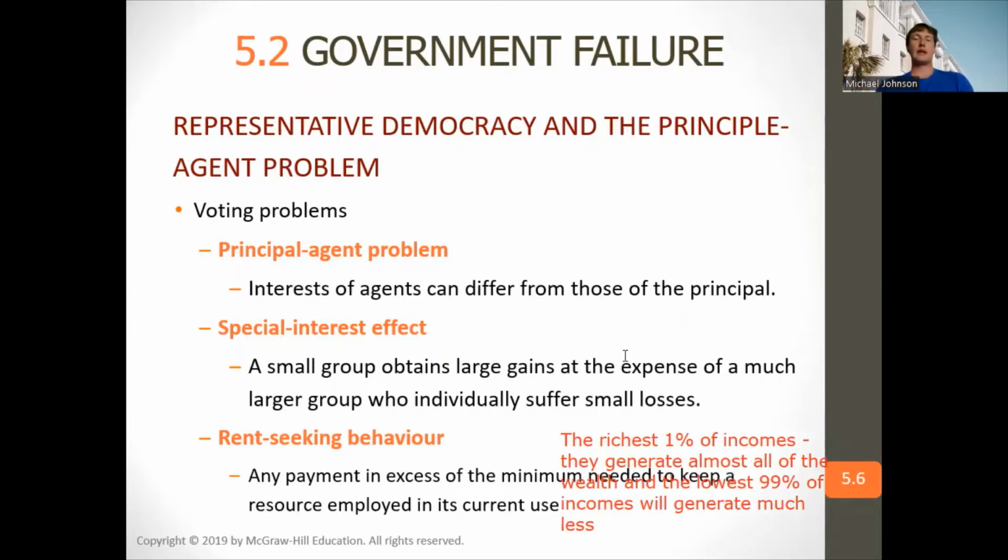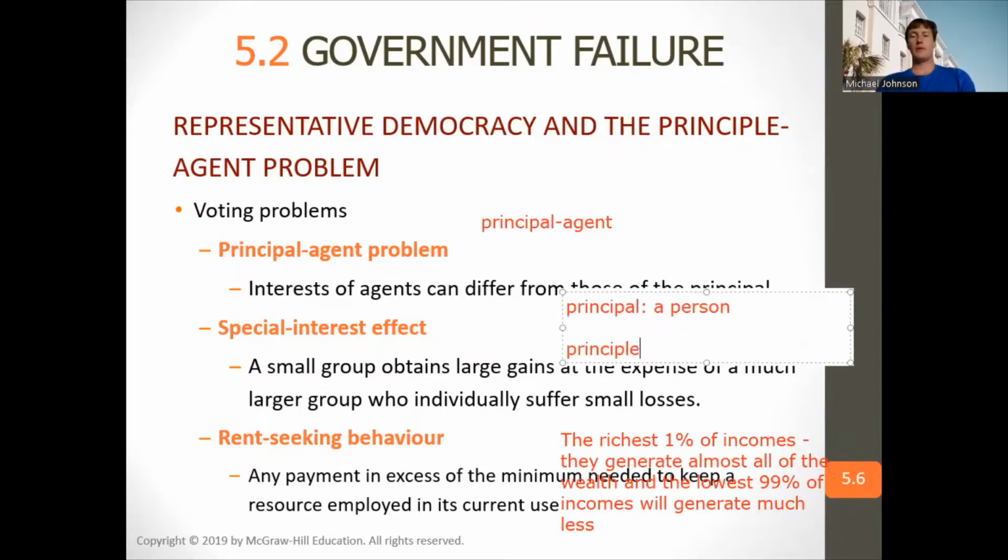A good question. That's a good question, Christopher. So it is principal-agent. So the principal is basically a person, and the principal is not like a regulation or law or term, let's say. That's the difference. Good question.